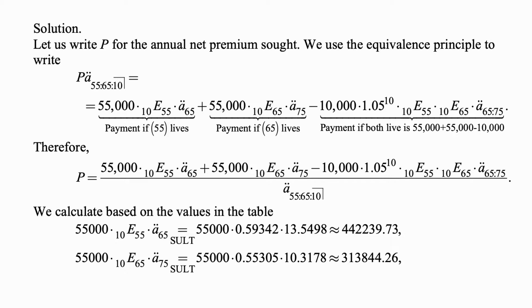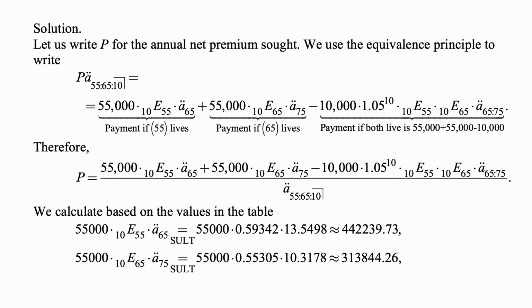Why do I use pure endowments instead of writing it out straight? Oh, because the endowments are given in the table that I will use. So I'm trying to create a situation where I can use the table. And that's multiplied by a double dot A:65:75. Okay. So P is equal to the ratio of the right-hand side to the a double dot A:55:65 angle 10. And now we have to find all these numbers from the table.